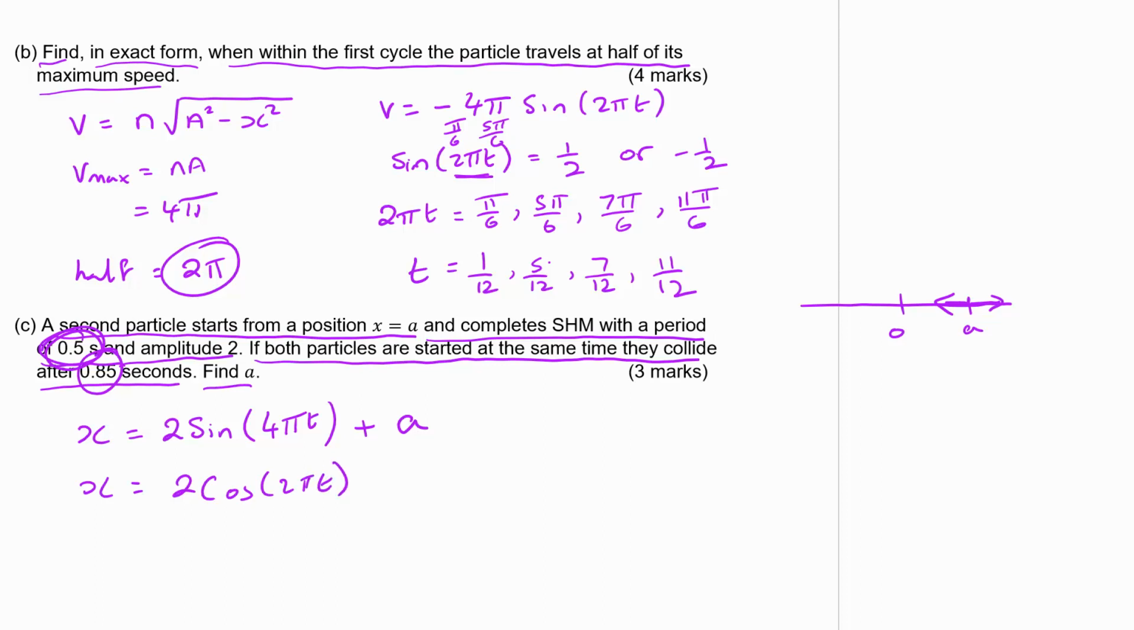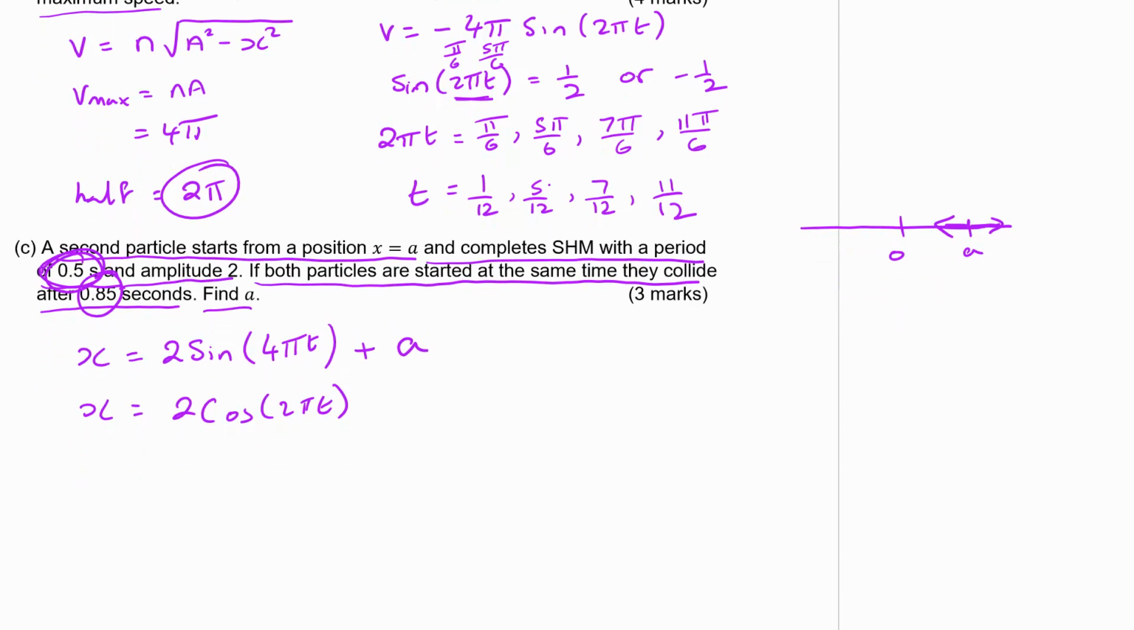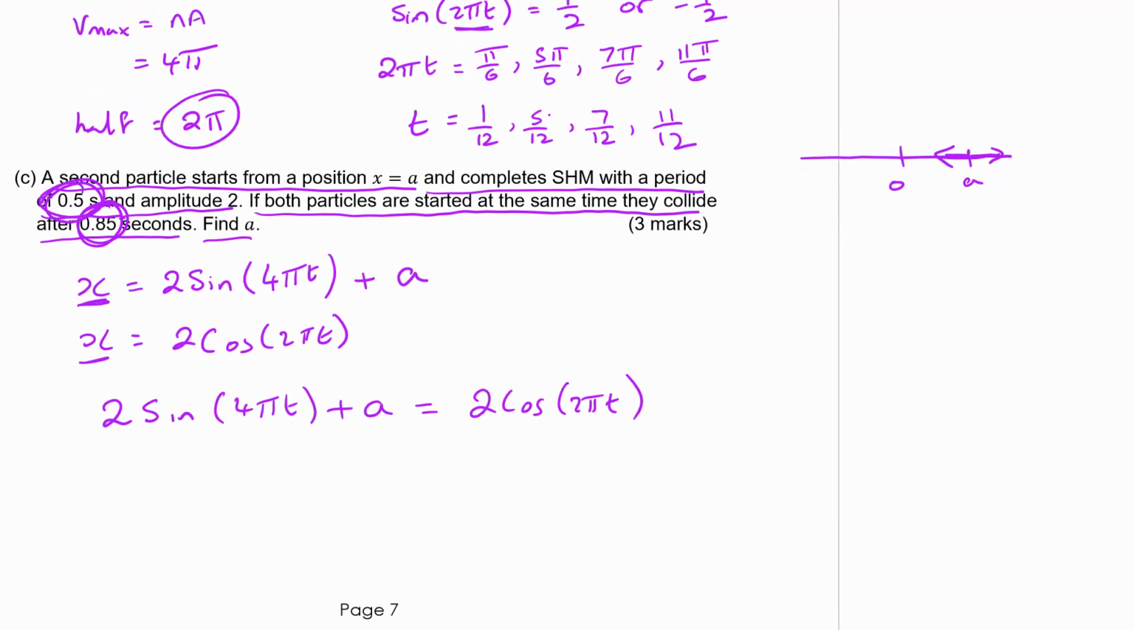That means our original particle must collide with this one when t is 0.85 seconds, which means that the x's are the same. So what we want to do is solve 2 sin(4πt) + a = 2 cos(2πt) with t equals 0.85.